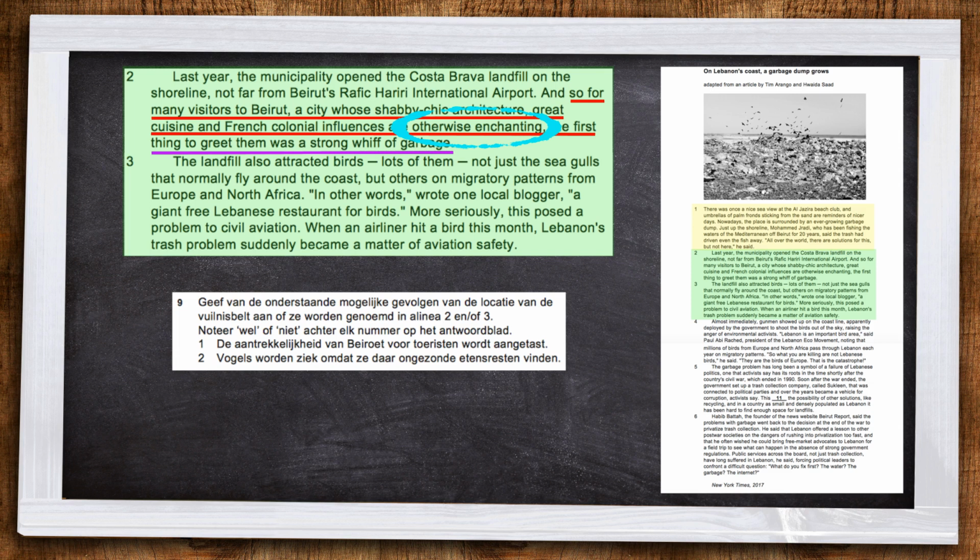2. Vogels worden ziek omdat ze daar ongezonde etensresten vinden. I believe that this should be answered with niet, as there is no evidence in the text to support it. The only thing said about birds in paragraph 3 is that they are a hazard for aviation, so for airplanes.